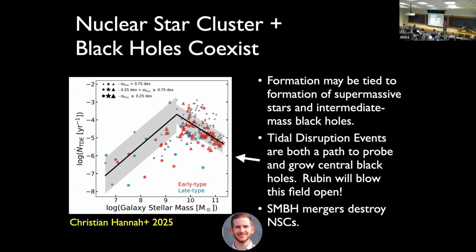And then there are also consequences of their coexistence, which is that they interact with each other. The stars from the nuclear star cluster will sometimes fall onto the black hole, and when that happens, you can get tidal disruption events. These tidal disruption events are bright flares, with kind of supernova luminosity.